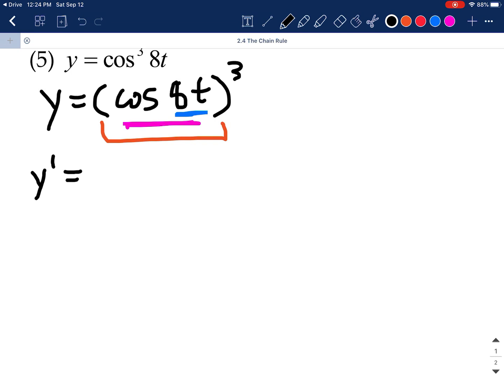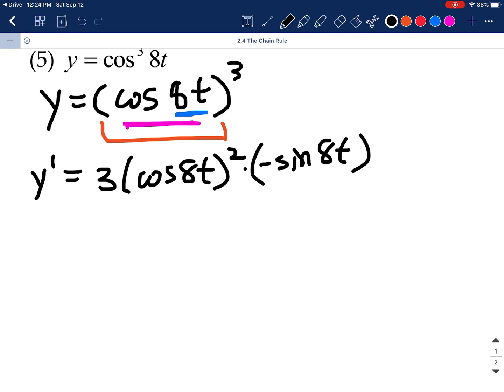All right, so let's go ahead and try over here. So y prime. If I'm taking the derivative, again, starting outside and then working in, the derivative of the outside is going to be 3 cosine 8t squared, right, my cubic, times the derivative, now the inside is cosine. So I'll take the derivative of cosine, times what's inside the cosine, which is 8t. So it's going to be times 8.